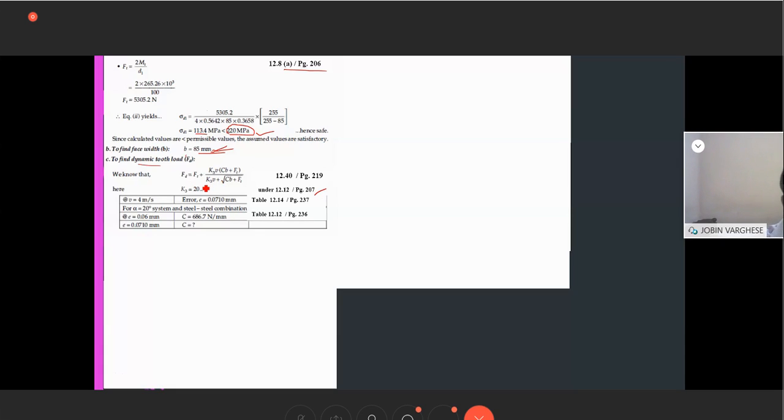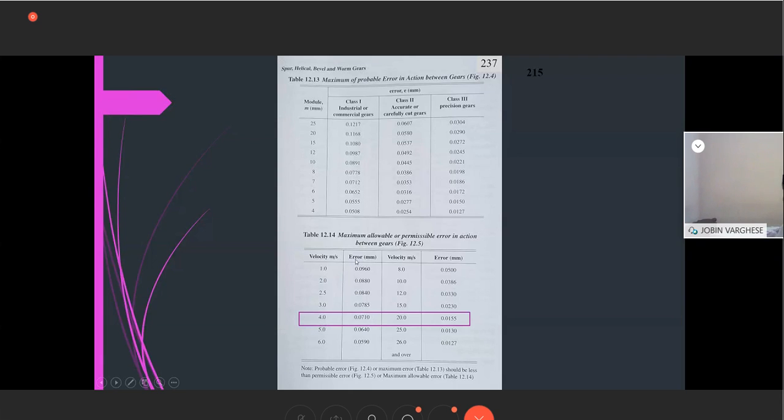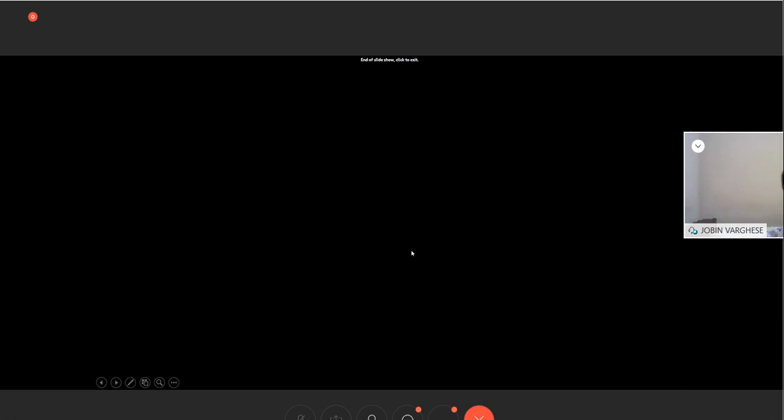Now for calculating this, first we have to find the error e. That should be calculated, and then the factor called C. C has to be calculated, and we have a small procedure here to calculate the factor C. First we are taking 4 meter per second as the velocity. We already calculated the pitch line velocity earlier, got 4 point something, and rounded it to 4 meter per second. Now the corresponding error we take from the table here. For 4 meter per second, the corresponding error is 0.0710. This is the maximum allowable or permissible error in action. Between gears, this error is allowed, and we can add the error in the case of a bevel gear.